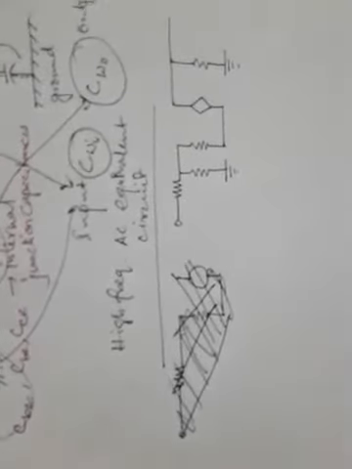Now you are familiar with this model. This resembles the hybrid pi model. You know what the hybrid pi model is? I have shown this model to you in one of the last lectures. It is the hybrid pi model of the BJT that is being used in this model.